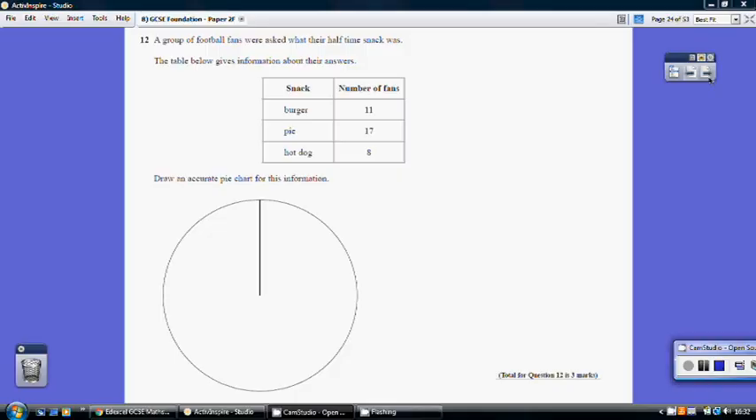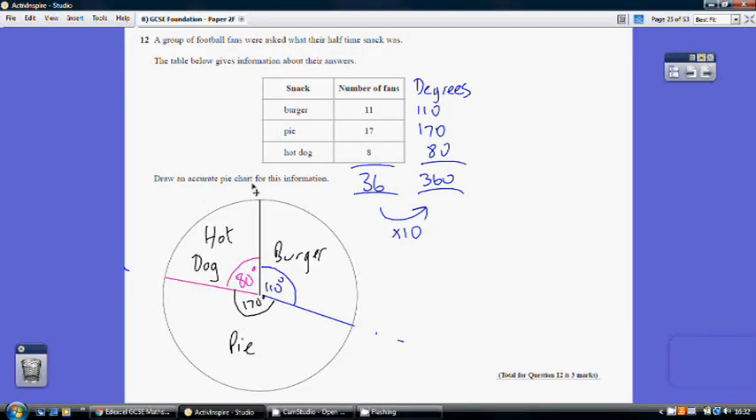Question 12. Now, to draw up an accurate pie chart, I need to have a column for degrees, and my total needs to be 360 degrees, because the angles about a point, the angles in a circle, add up to 360. So to complete my pie chart fully, I need a column adding up to 360. Now, my number of fans adds up to 36, so to scale this up to 360, I'm going to have to multiply each of these by 10.